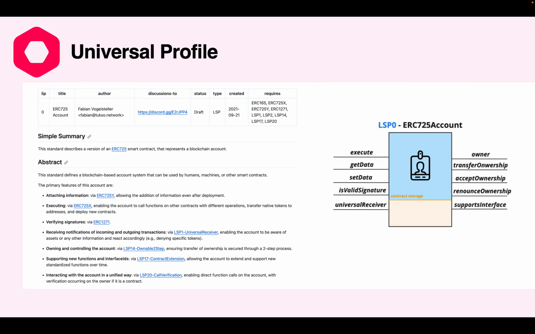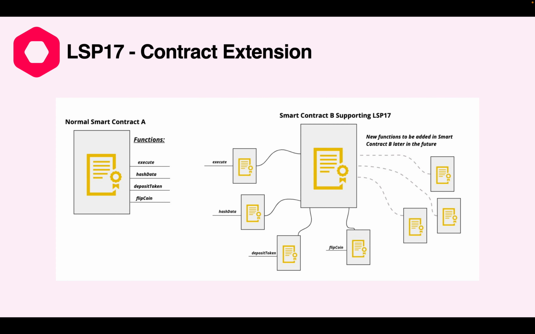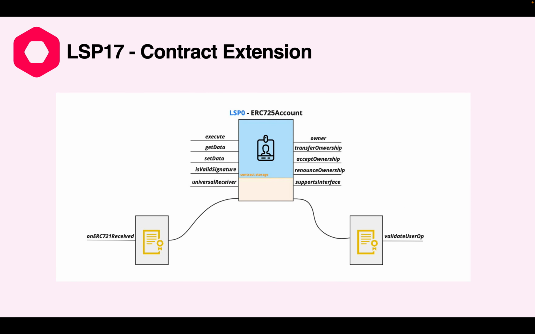So what's the solution? The solution is LSP17 contract extension, which is a standard that the universal profile adopts that will allow the contract to receive calls to functions that do not exist natively in the contract and forward them to an extension where they actually exist, passing the relevant information. In this way, even after deployment, smart contracts will have the ability to support new functionalities. So here, for the universal profile, we can see that we can add an extension.